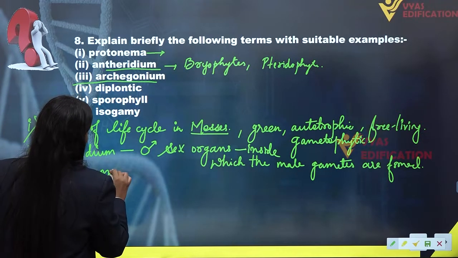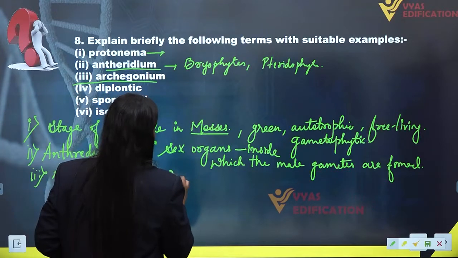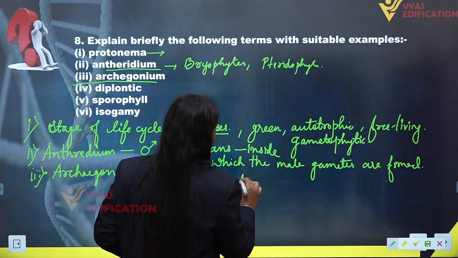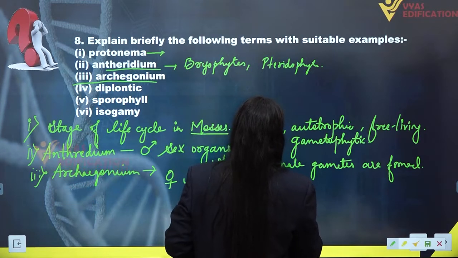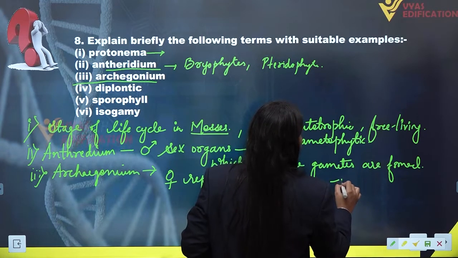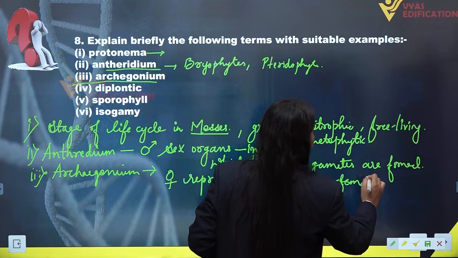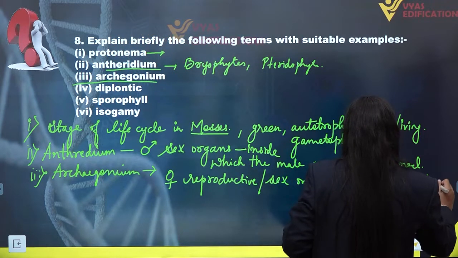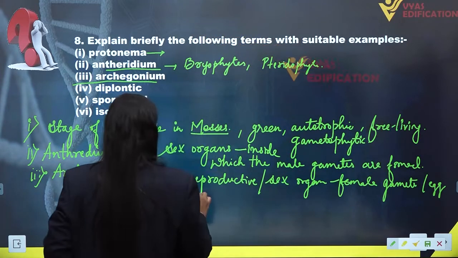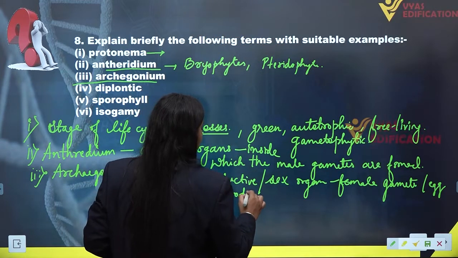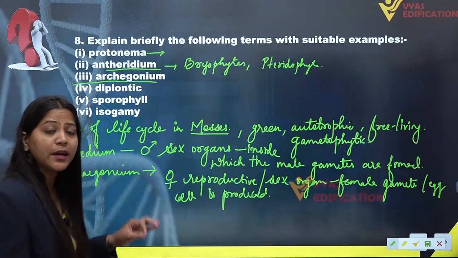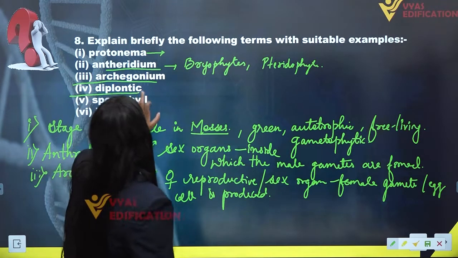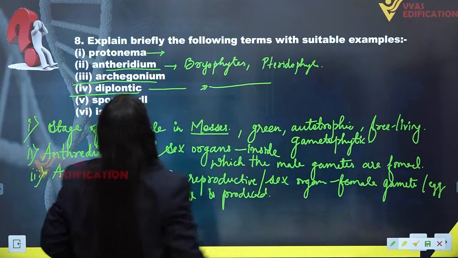Archegonium is the female reproductive or sex organ inside which the female gamete or egg cell is produced. And also if we talk about the example of archegonium, then archegonium is found in pteridophytes, bryophytes and gymnosperms as well. These are the same examples for archegonium.